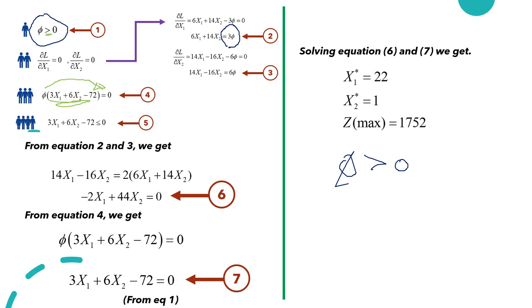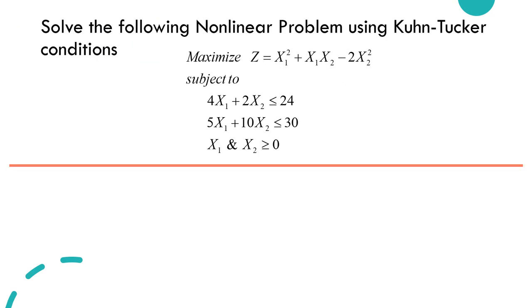So let me solve another problem. Here your objective function is having two variables, x1 and x2, and here you have two constraints. So 4x1 plus 2x2 less than or equal to 24, 5x1 plus 10x2 less than or equal to 30. Again, the problem is same.